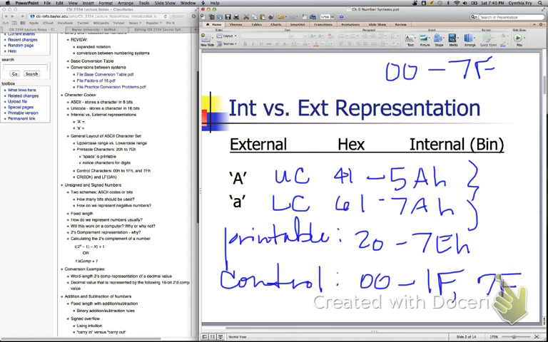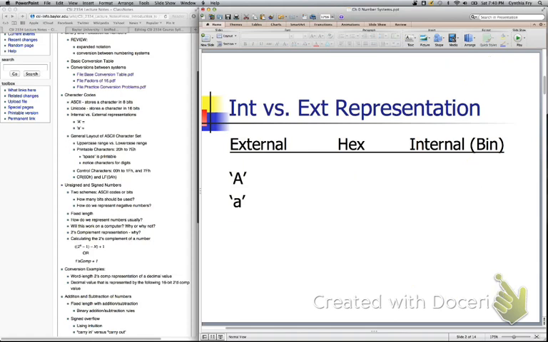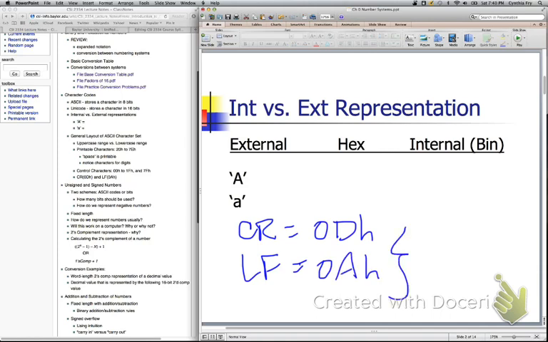All right, so that gives you a little idea about the character set. Let me mention a couple of special characters in particular. Carriage return, which is 0D, and line feed, which is 0A. When you hit the enter key, these two hex characters are generated and stored. Carriage return and line feed.